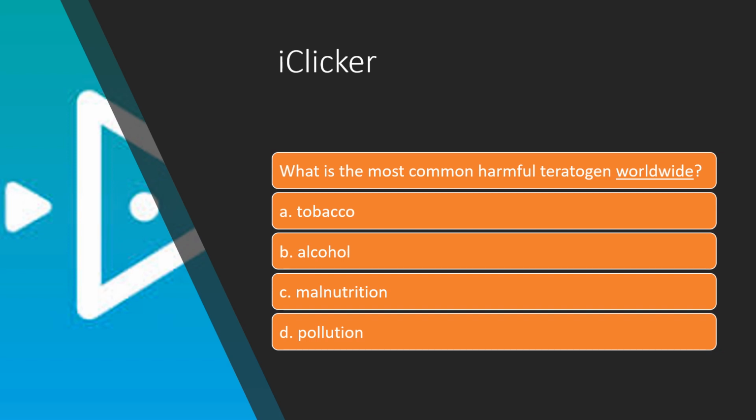So this is global, and the answer here is malnutrition. If we're looking at the whole world, because most people live in developing nations, many of them might be experiencing malnutrition, not all, obviously. In developed countries, alcohol is the number one teratogen, followed by tobacco.